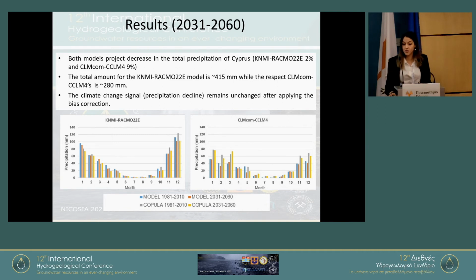But after the bias correction, these biases have been reduced to 3% and 7% respectively. For the future time periods, you can see the monthly results for the two models. We noticed that there is a decrease in the total precipitation for Cyprus according to both models. The total amount according to the first model was 415 millimeters for Cyprus, while for the second, 280 millimeters. I would like to mention that the second model significantly underestimates both the rainy days and the total precipitation for Cyprus. But the climate change signal remains unchanged after the application of the bias correction method.